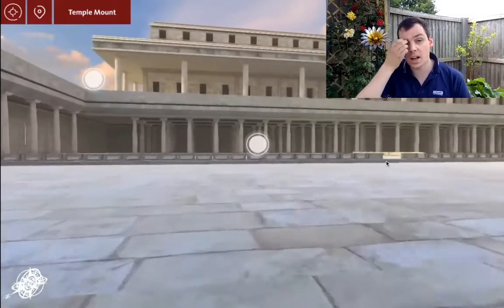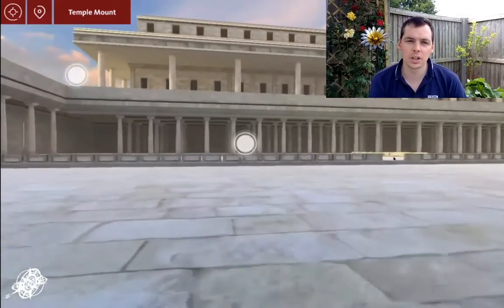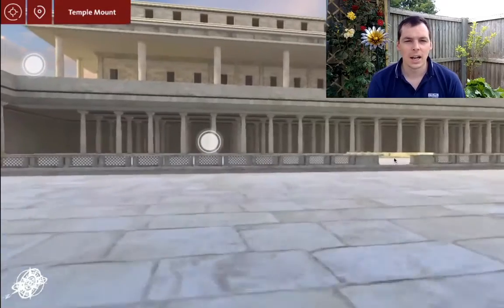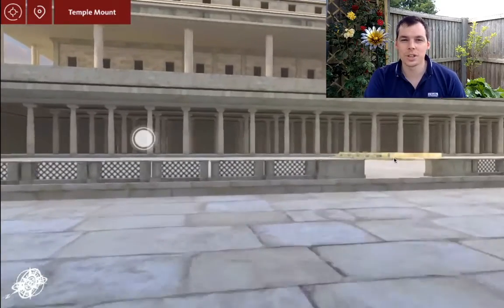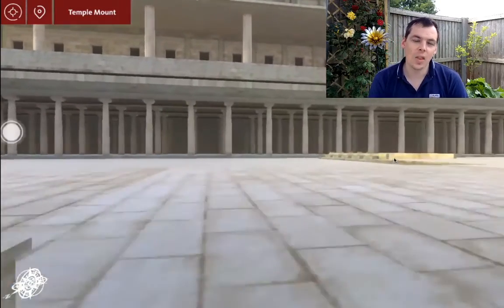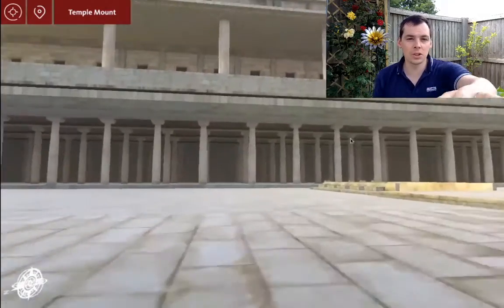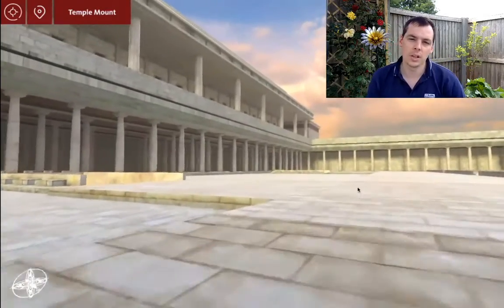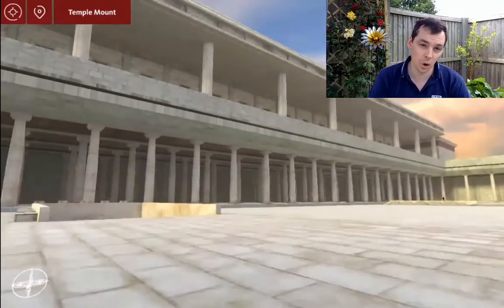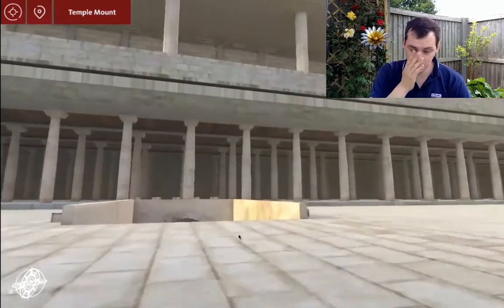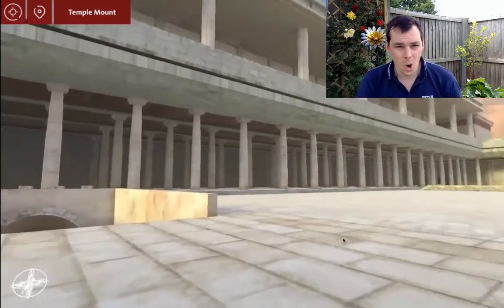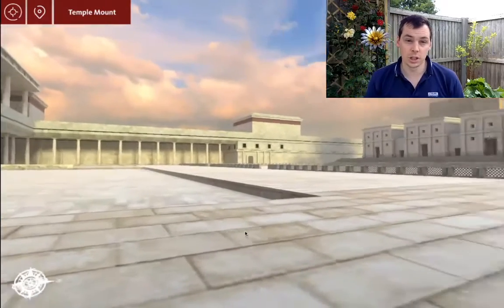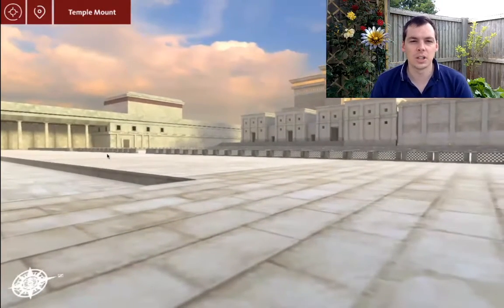So as we go, in front of you, what you can see there is the Solomon's Colonnade. Now that's a really interesting place, because that is where people would gather. The Solomon's Colonnade goes all the way around the outside. It's a series of columns with a wooden ceiling, and that's where people would gather to talk and to discuss, especially before and after prayers.